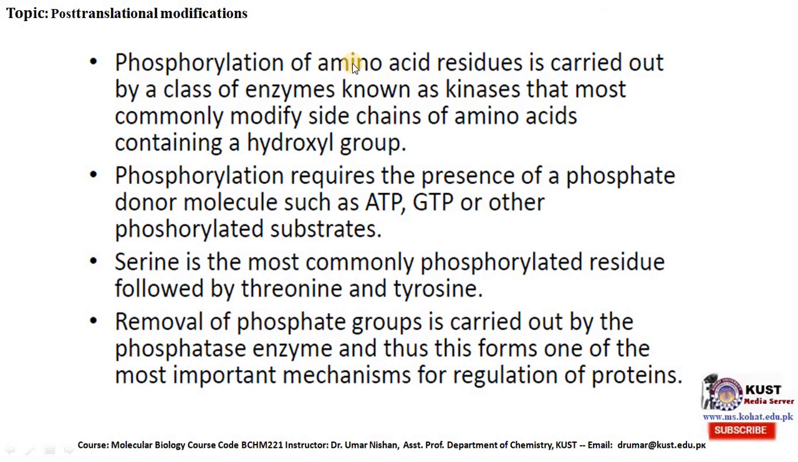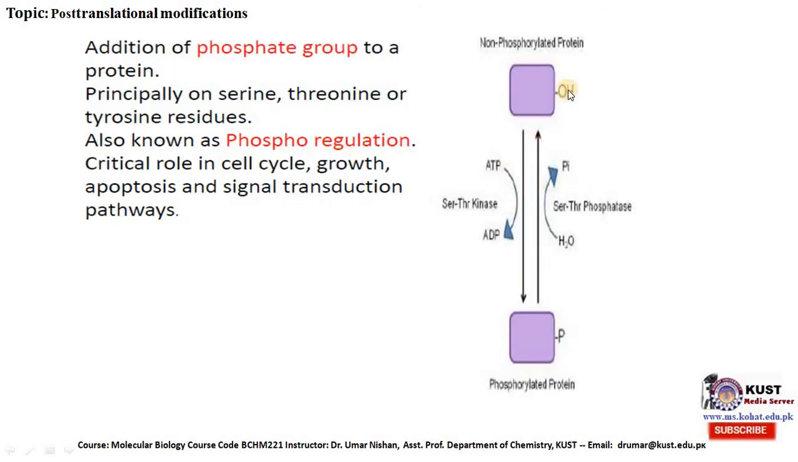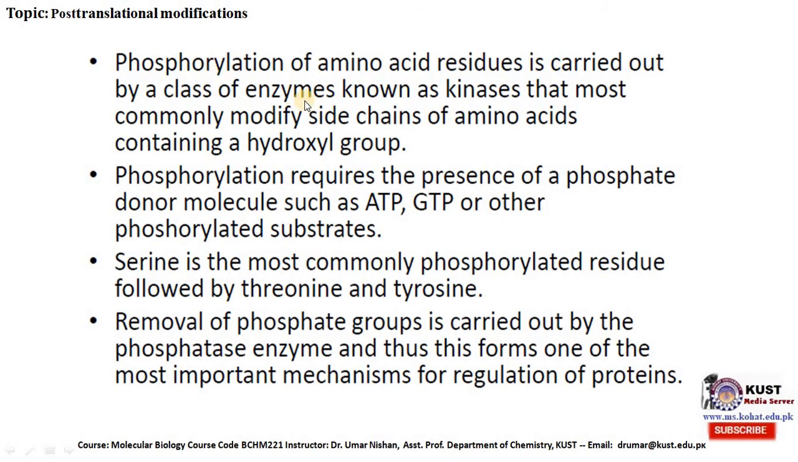Phosphorylation of amino acid residues is carried out by a class of enzymes known as kinases that most commonly modify side chains of amino acids containing a hydroxyl group. You see here, this is the hydroxyl group. This is serine threonine kinase. It phosphorylates the protein. So phosphorylation of amino acid residues is carried out by a class of enzymes known as kinases that most commonly modify side chains of amino acids containing a hydroxyl group.